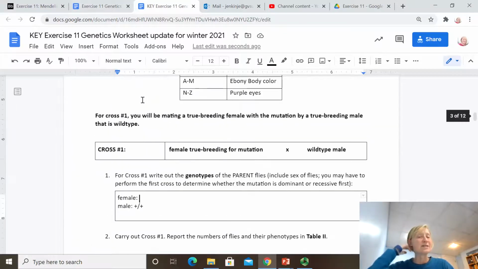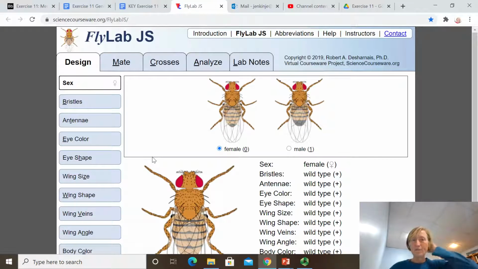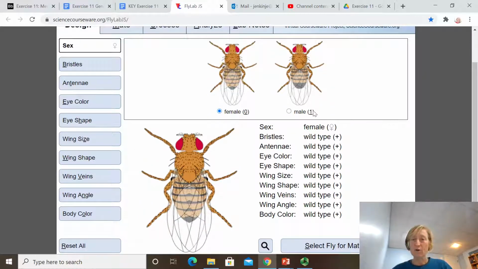Okay, so I have to get to my flylab simulation. And this is a fun little simulator. In the flylab simulation, you're basically going to be using the crossing page and the analyzing tab. So this page has a female or a male, and the females are bigger. They have less coloration on their abdomens, and they also don't have sex combs, which are these little bristles on the front legs of the male that help them mate. And our females can have any number of traits, and so can our males.